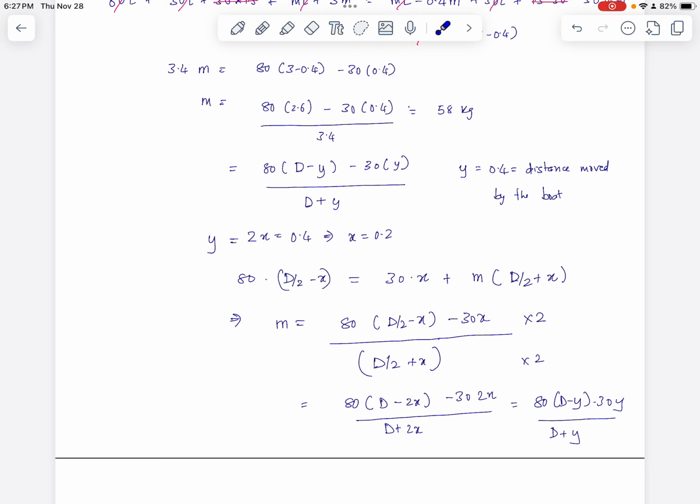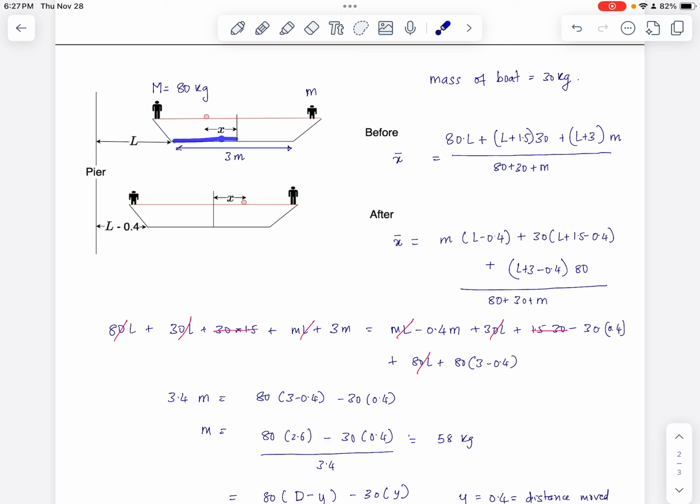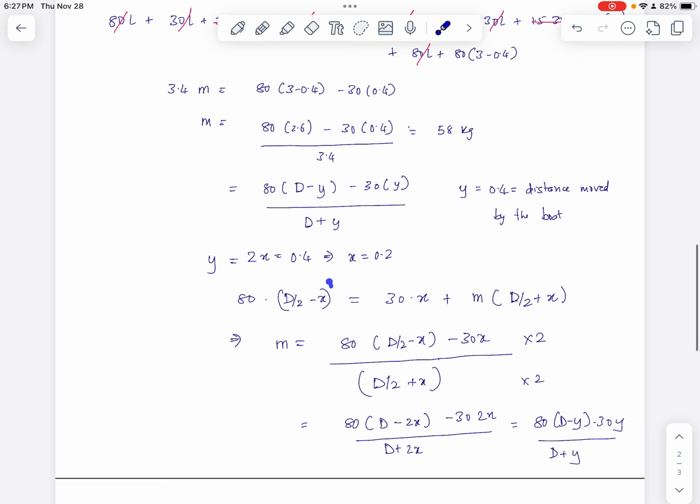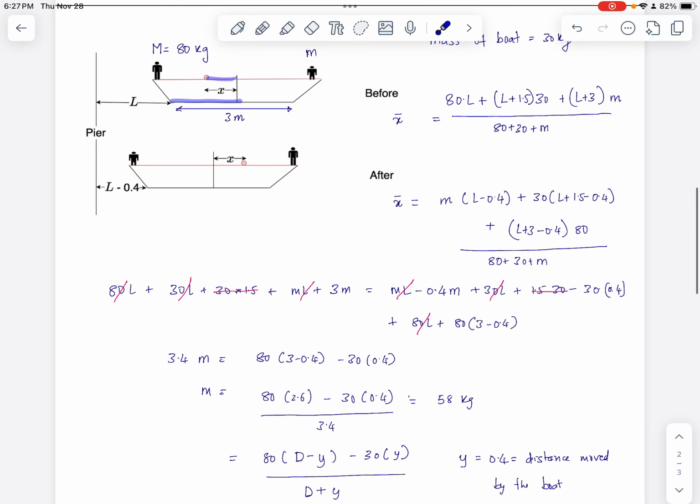So the moment of the man about the center of mass is 80 times... So if this distance is D, this distance is D over 2. And so the distance of the man from the center of mass is D over 2 minus x. Okay, so that's what we have. The distance of the point from which the weight acts downwards, okay, that distance from the center of mass is x.